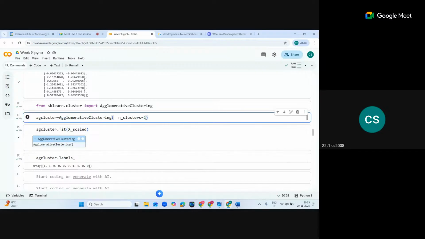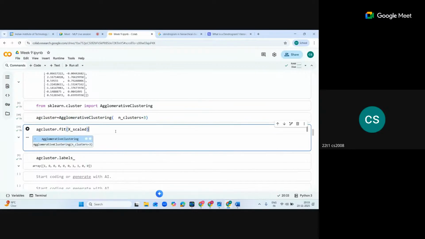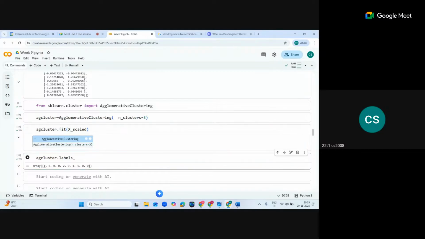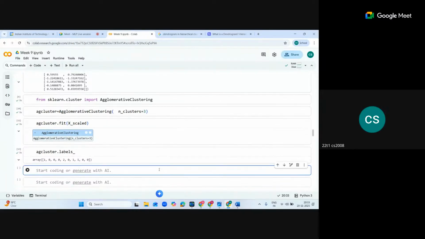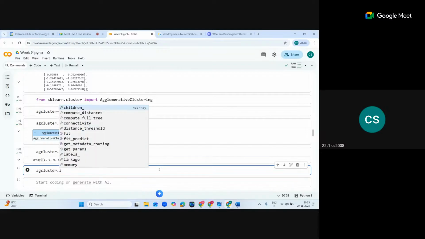In case we take 3, let's try with 3 as well. Now these points belong to one cluster, these points belong to the other cluster, and only this one single point belongs to the third cluster. Then you can also see other attributes here. So let's do ag_cluster dot inertia.